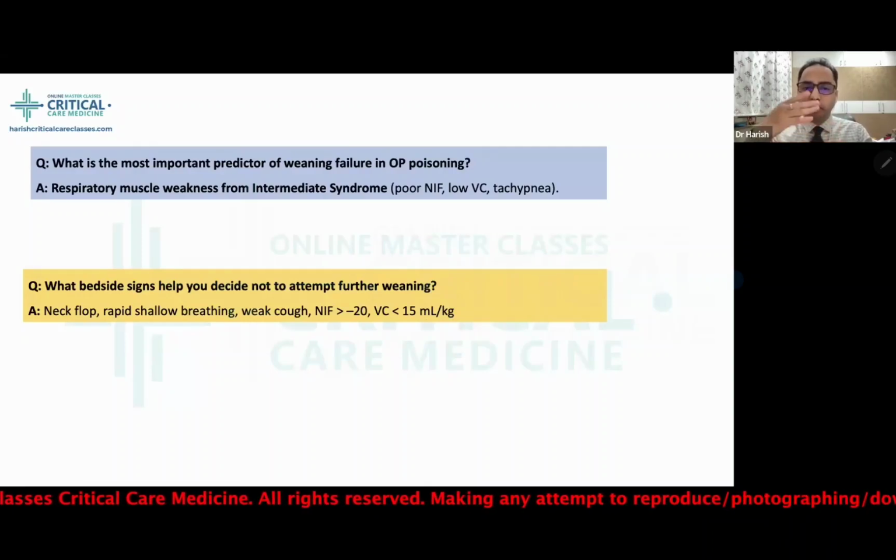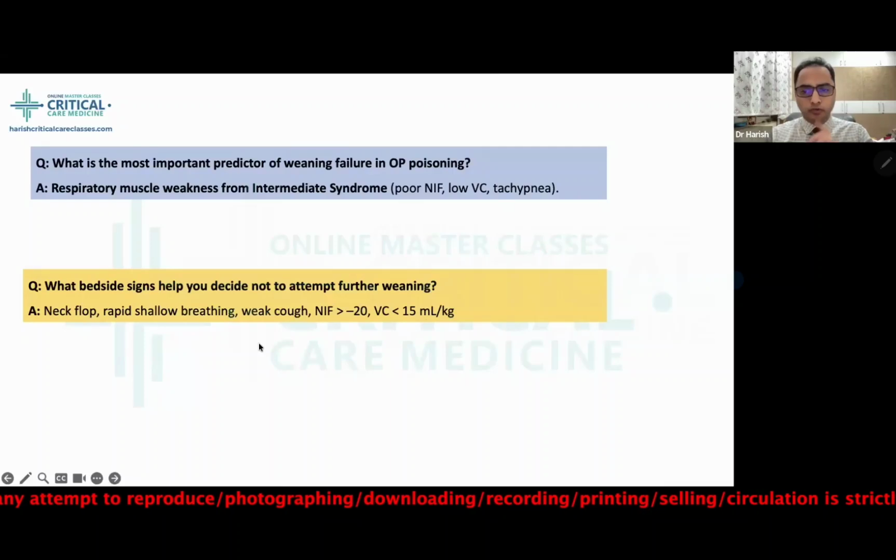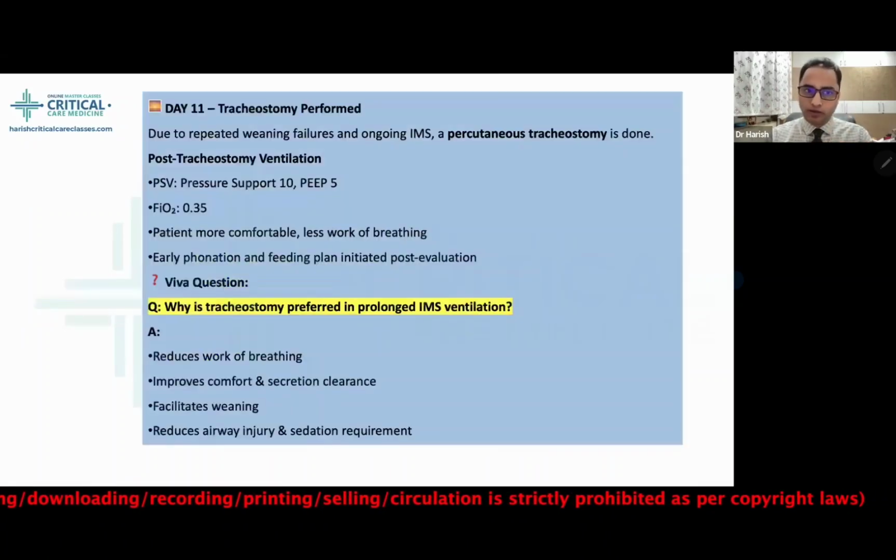It doesn't make sense to repeatedly attempt the weaning. He's going to have a significant weaning failure because of the intermediate syndrome. So these are objective answers you can tell in your viva exam.